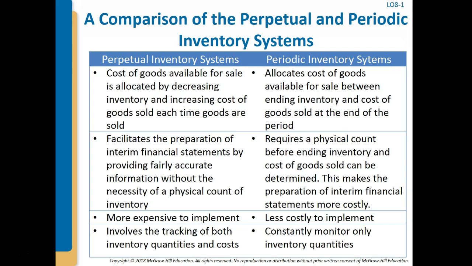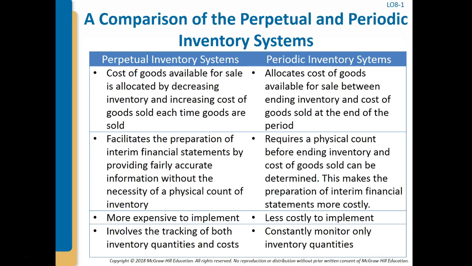The main difference between a perpetual and a periodic system is that the periodic system allocates costs of goods available for sale between ending inventory and cost of goods sold periodically at the end of the period. In contrast, the perpetual system performs this allocation by decreasing inventory and increasing cost of goods sold perpetually each time goods are sold. The impact on the financial statements of choosing one system over the other isn't significant.